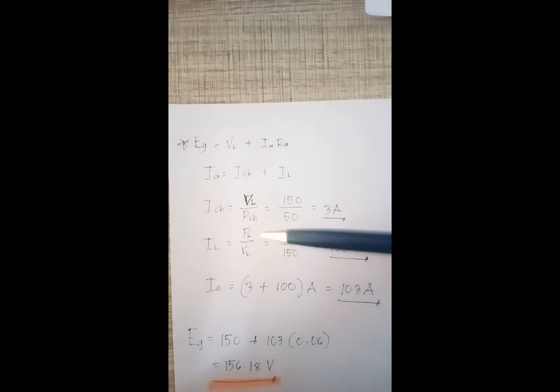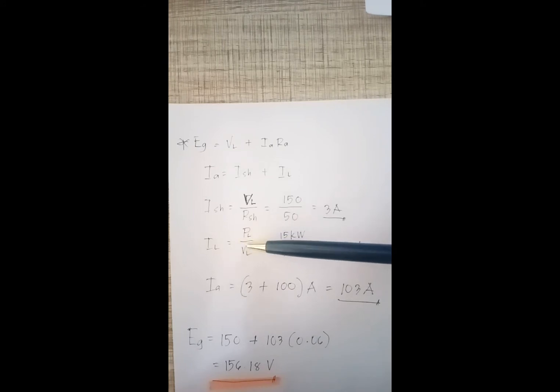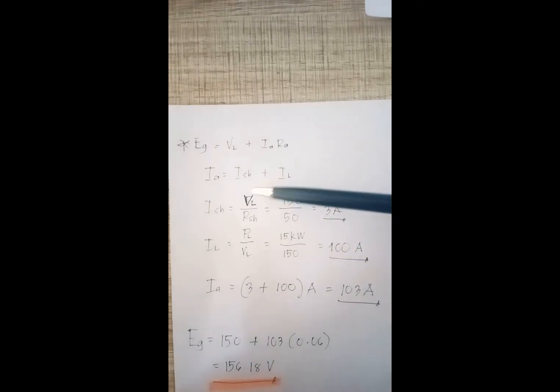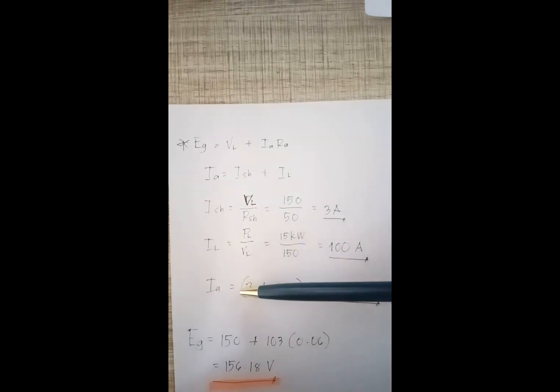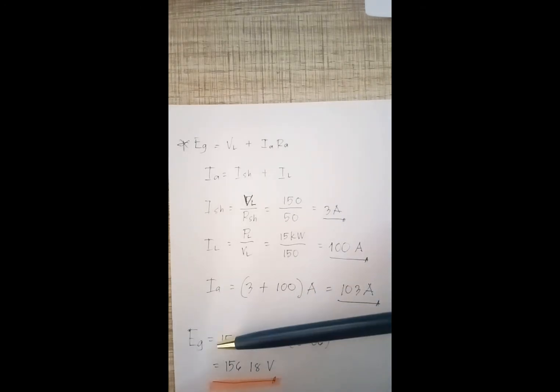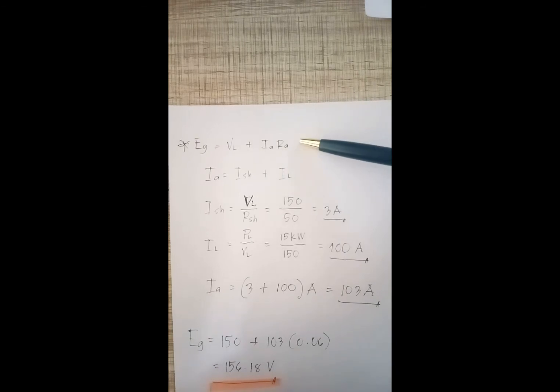amperes. And then the formula for IL, the load power over the VL, is equal to 15 kilowatts, or 15 times 10 to the power of 3, over 150 volts. So we have the value of IL, 100 amperes. IA is equal to ISH plus IL, so 3 plus 100 amperes is equal to 103 amperes. This is the value of our current in the armature. So go back to the original formula for the generated EMF.